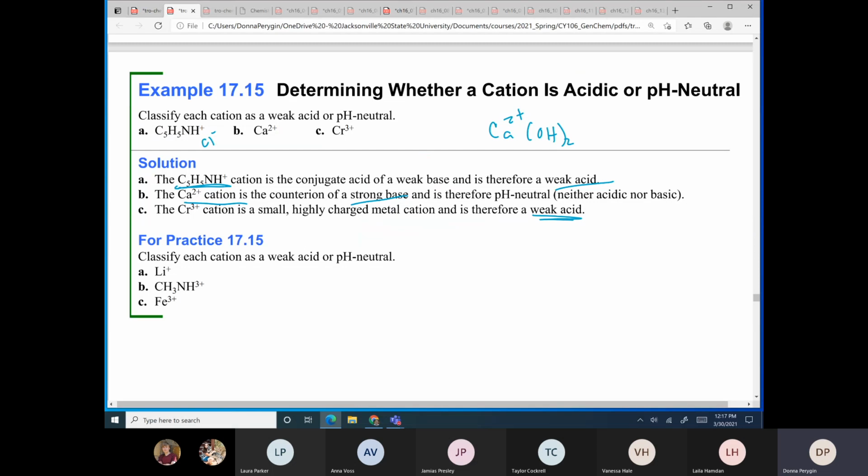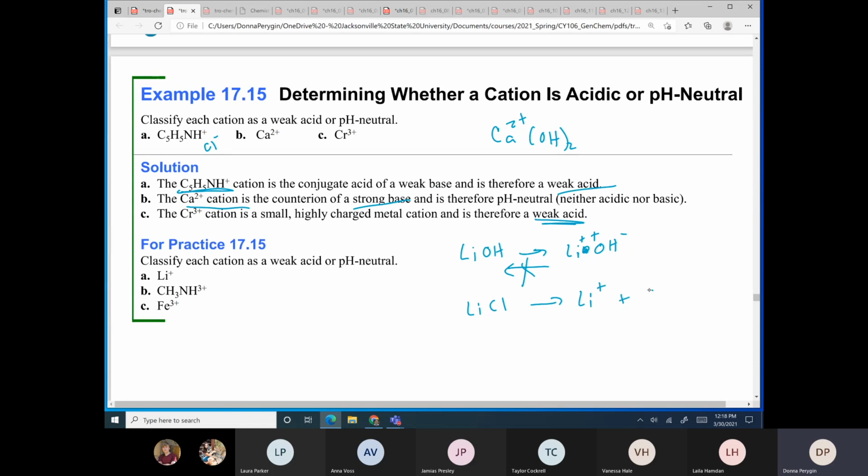For practice 17.5, the lithium cation is the counterion of a strong base. Remember, lithium hydroxide is a strong base, so it's going to completely dissociate in water. Okay, and that means, that's supposed to be a plus, Li plus and OH minus, that means it's not going to want to go back in the reverse direction. So if you put lithium in solution like lithium chloride, then the lithium chloride is going to completely dissociate. So it's not going to act as a base and pick up hydrogen from water and go back the other way and form lithium hydroxide.